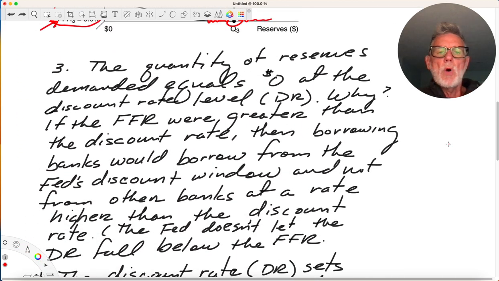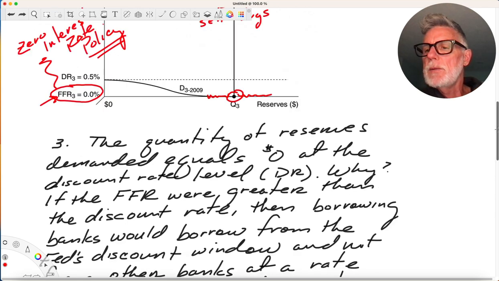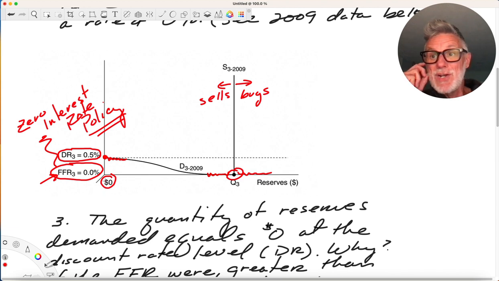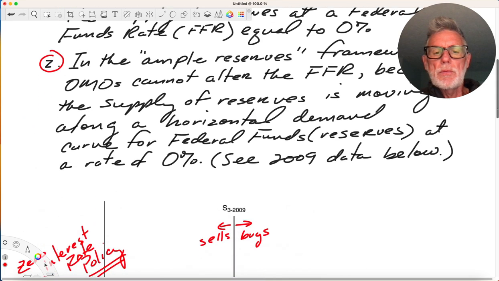The quantity of reserves demanded equals 0 at the discount rate level. Okay, this is very important. Notice that in all of these models, the quantity of reserves demanded will equal 0. And where will that happen? At the discount rate. So notice, again, that point right there, it's a point on this demand curve. And at 0.5%, which is the discount rate, the amount of reserves demanded is zero. Now that's very interesting, and I've got a note here to explain it, so let's go through it.